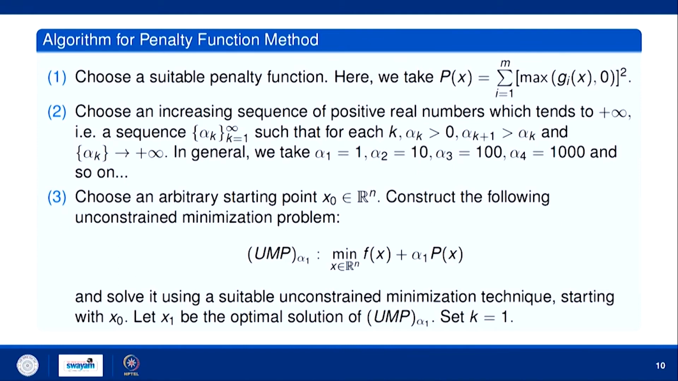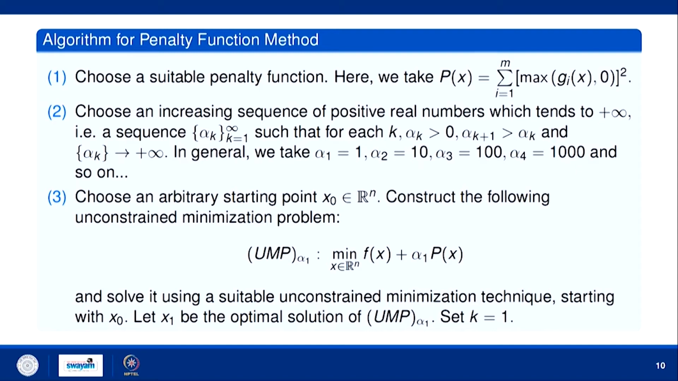What is the algorithm? First of all, we define a suitable penalty function. Here we have taken the penalty function as the sum of the squares of the maximum of g_i(x) and 0. Then choose an increasing sequence of positive real numbers which tends to infinity, that is a sequence alpha_k, k from 1 to infinity, such that alpha_k is greater than 0 and alpha_{k+1} is greater than alpha_k. In general, we take alpha_1 as 1, alpha_2 as 10, alpha_3 as 100, alpha_4 as 1000, and so on.